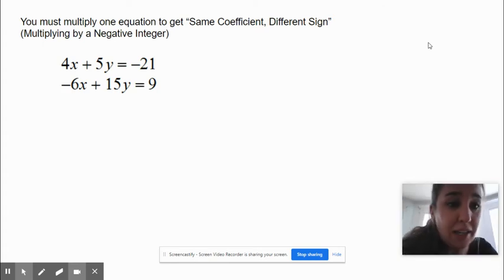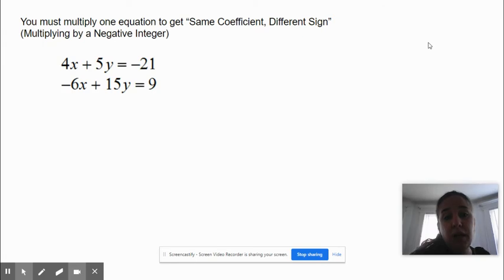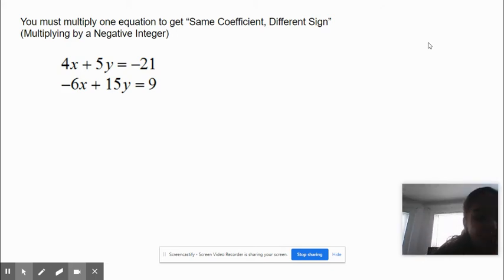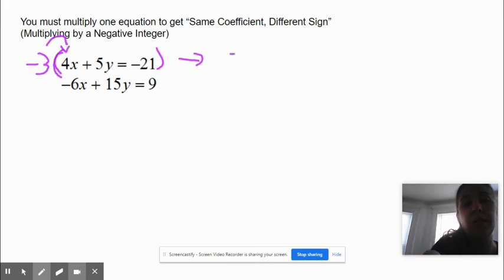Let's take a look at the y's. Is there any number I can multiply 5 by to get 15? Yeah, 3. But I have to change the sign, so it's got to be a -3 to make that work. So I'm going to go ahead and multiply the top by -3. And then I'm going to rewrite it over here, right? -3 times 4, that is -12x. -3 times 5, -15y.